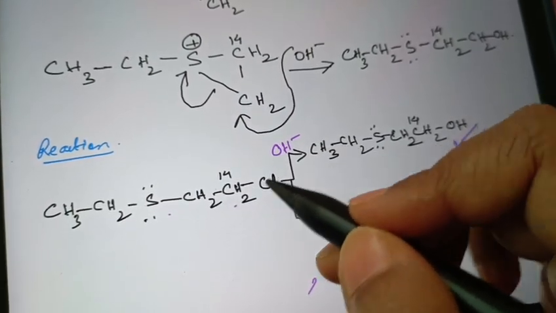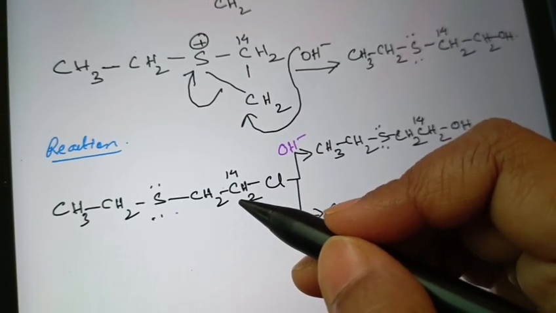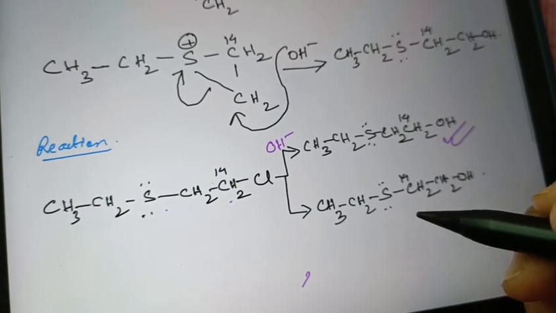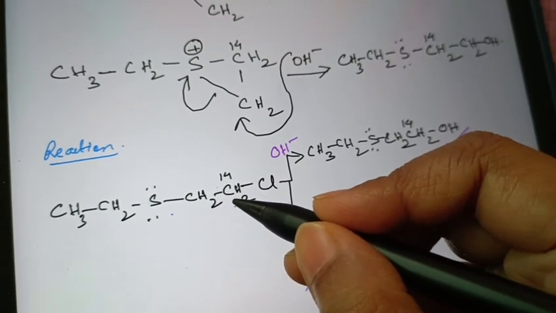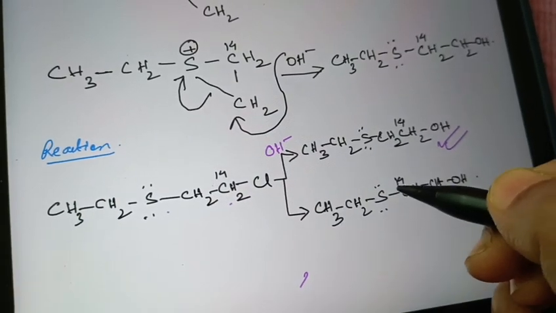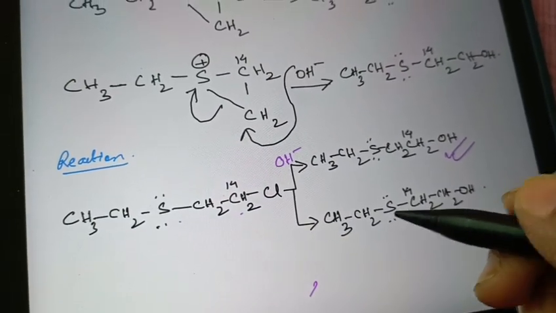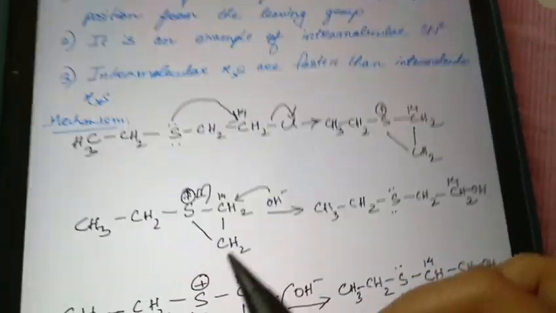Yes, this chlorine is removed and OH is coming and attacking here, but in order to form this particular product, this carbon should be shifting here, right? As you can see, the 14 carbon is shifted with the sulfur. So let us discuss the mechanism of this.